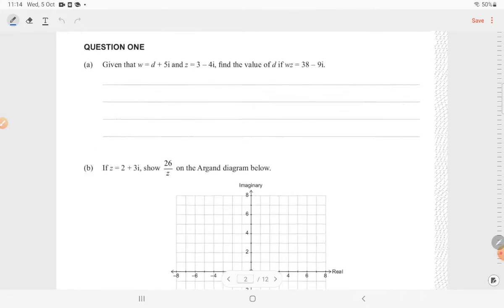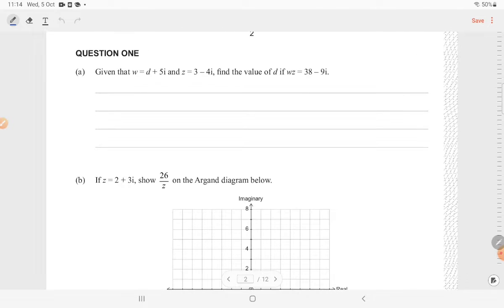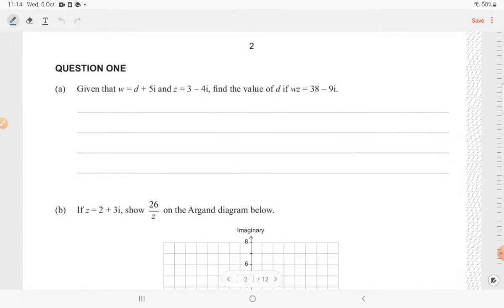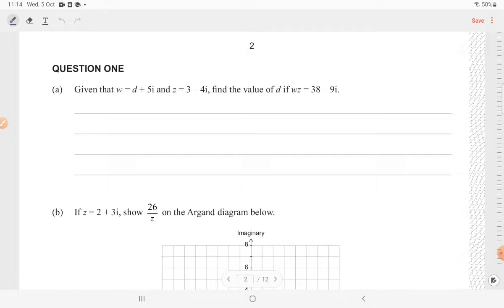So, question 1: given that W equals d plus 5i and Z equals 3 take away 4i, find the value of d if WZ equals 38 take away 9i. So WZ is equal to d plus 5i times 3 take away 4i.